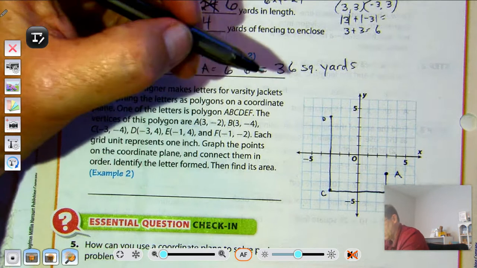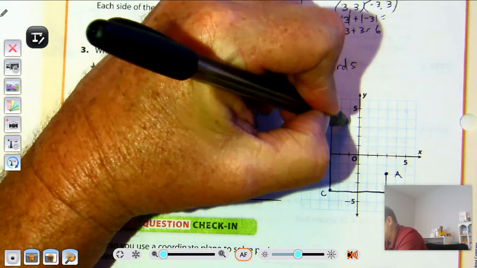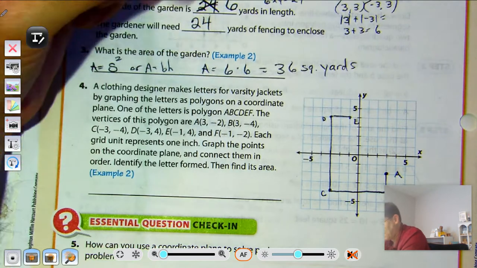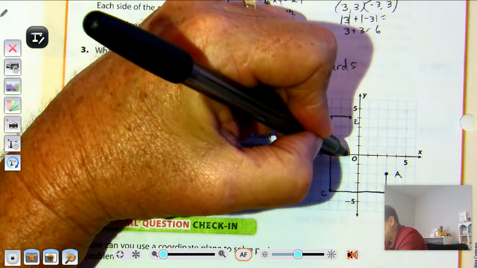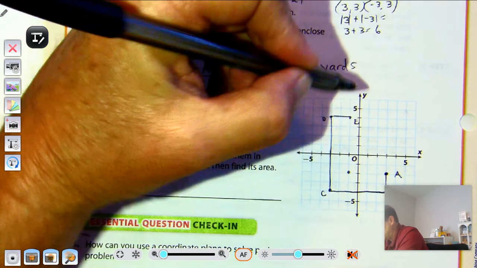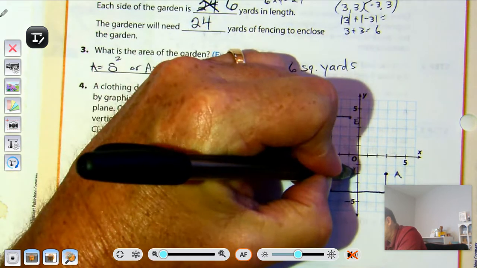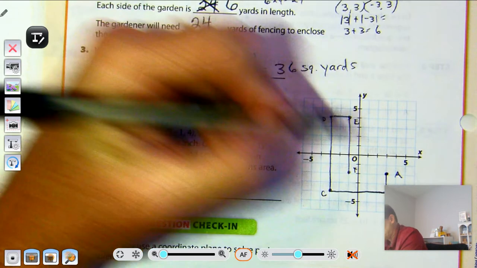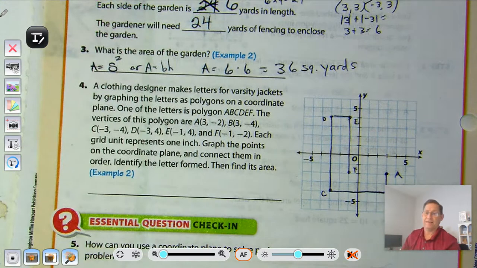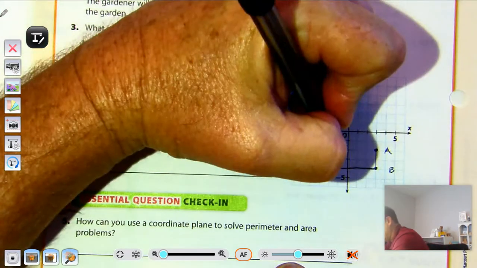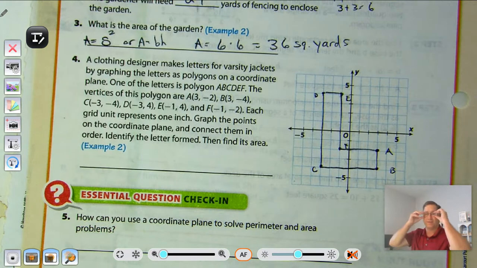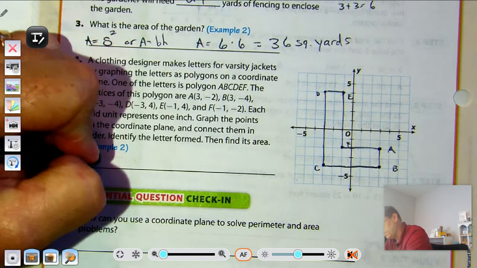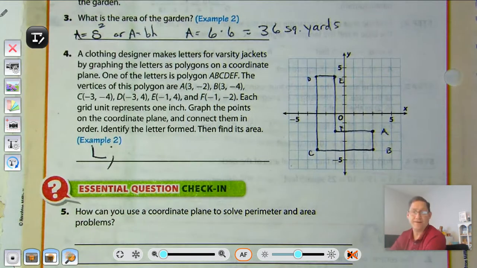E is at -1, 4. F is at -1, -2. All right, and then we'll just finish by closing it, joining F to A. All right, so the letter she made is capital L. Identify the letter L. Find its area.